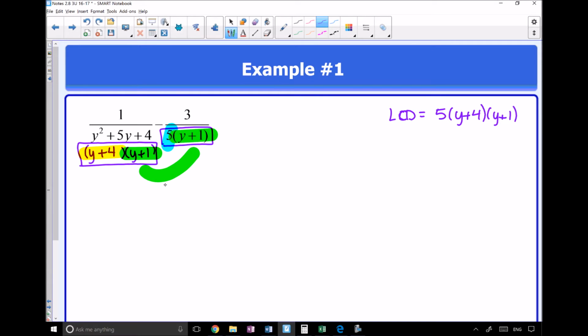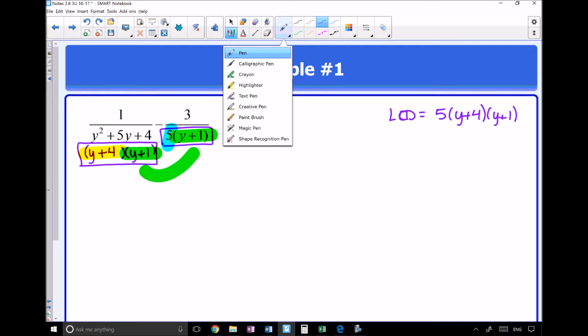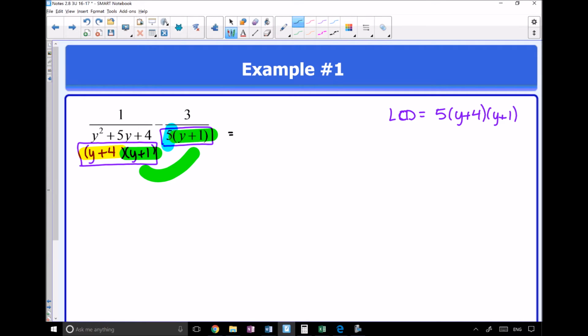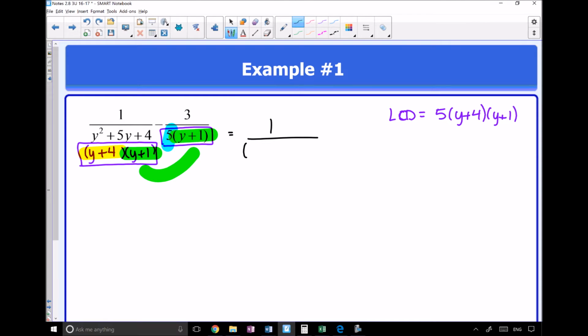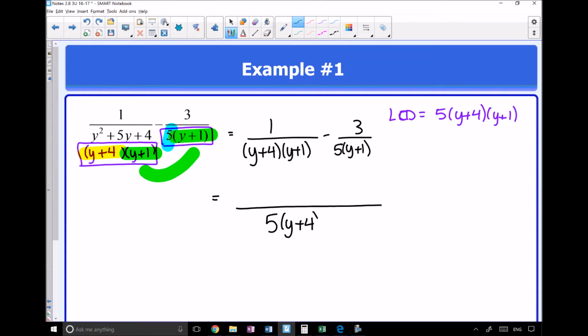Now that I figured that out, I'm going to rewrite my fractions so I don't get confused with my common denominators. My newly written fractions are 1 over y plus 4 times y plus 1, minus 3 over 5 times y plus 1. My goal is to get a common denominator, so I write 5 times y plus 4 times y plus 1. Looking at my first fraction, I have a y plus 4 already, and a y plus 1 already, but I'm missing the 5. So I need to multiply by 5 over 5.